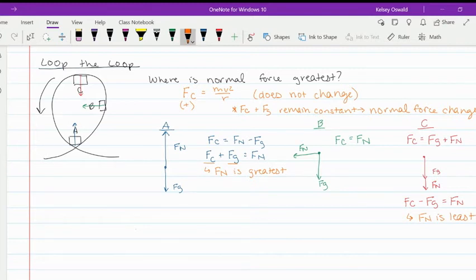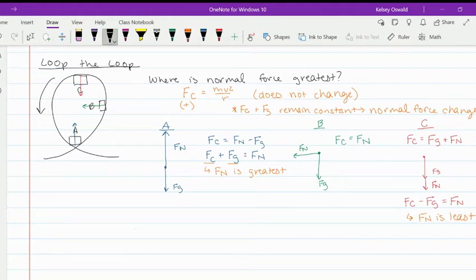Okay. So looking at this, since our centripetal force and our force of gravity remain constant, it's just that normal force that is changing. And at the bottom, since we have to add those two forces to equal our normal force, that is where our normal force will be the greatest. Whereas at C, we're subtracting our centripetal force and our force of gravity. So that would be where our normal force is the least.